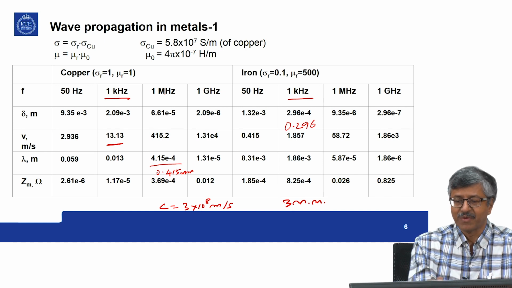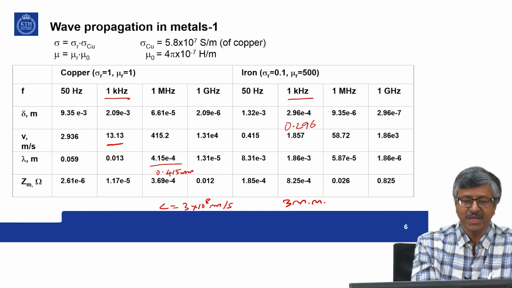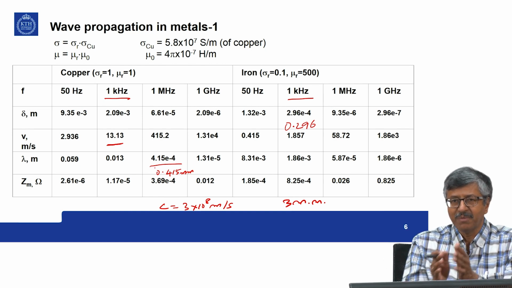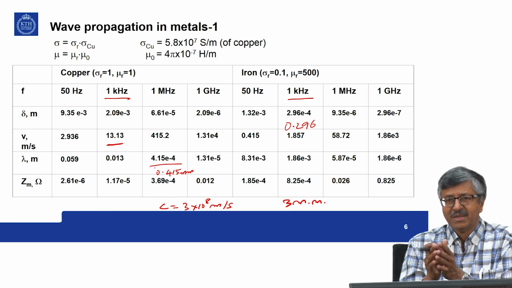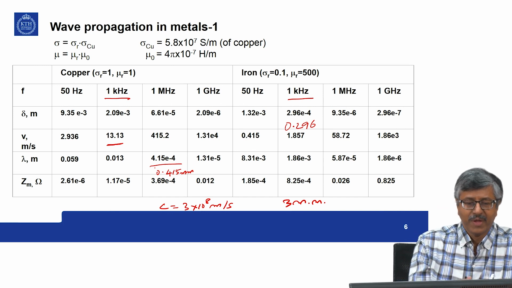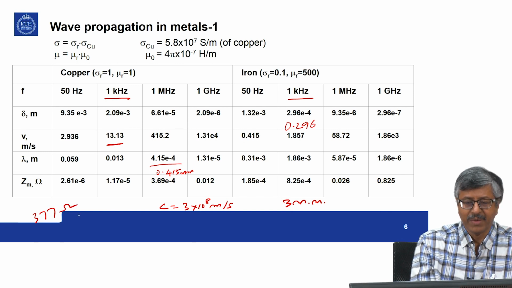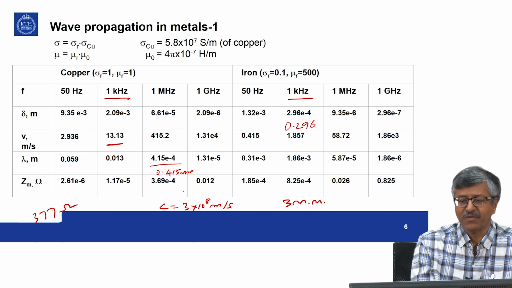The reasoning comes from this. You have extremely low value for lambda, and even a reasonable thickness of shield can be electrically significantly long. The impedance is extremely small. The free space impedance is 377 ohm. Compared to that, it is fraction of ohms.